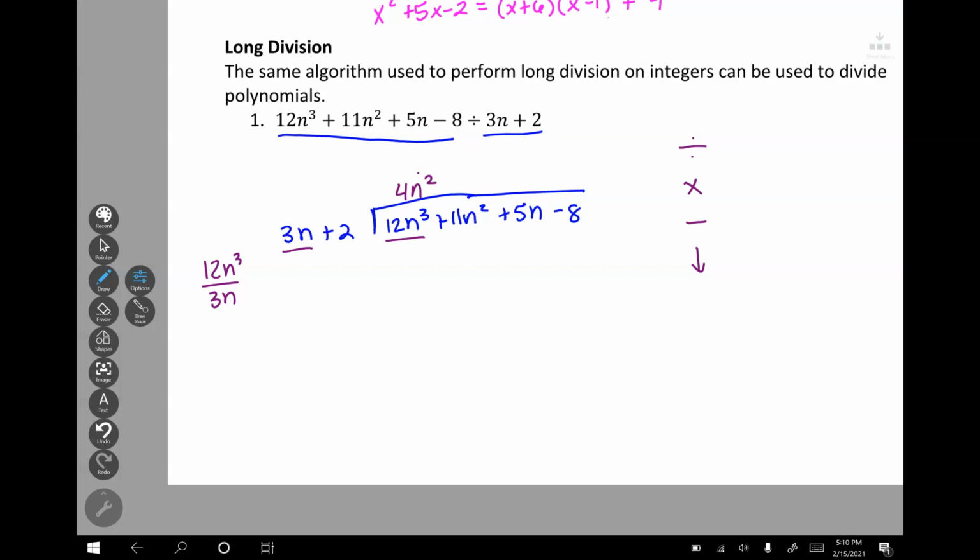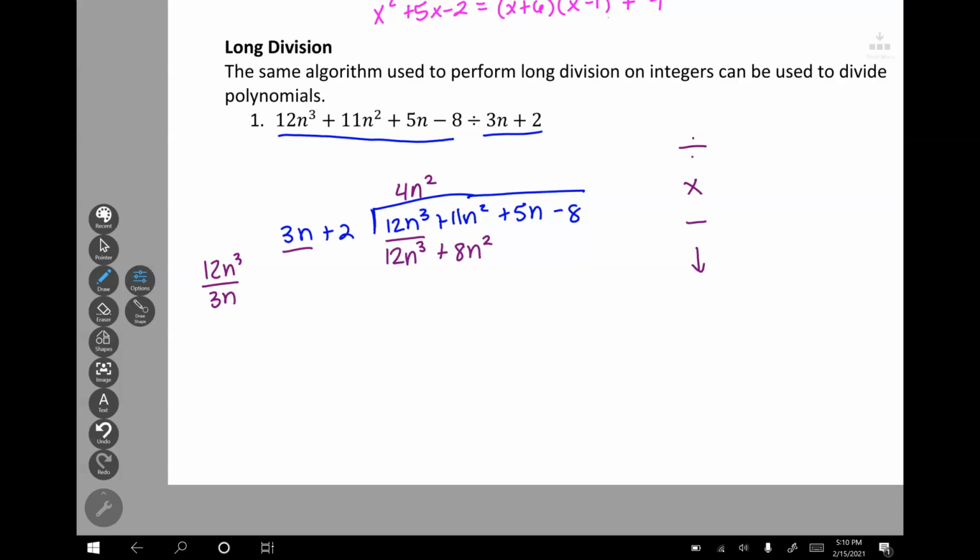Now we multiply. 4n squared times, now this is important, 4n squared times this whole thing. So you need to distribute it to both of those terms when you multiply. Okay, so 4n squared times 3n is 12n cubed. If those two don't match, you messed up. The whole point of dividing those two is so that when you multiply, you get the exact same thing right here. Hence, when we subtract, we're going to have 0. So if you didn't get that, you're off to a rough start. Okay, now we distribute that also to the 2, so that's 8n squared. Okay, so that was the multiply step.